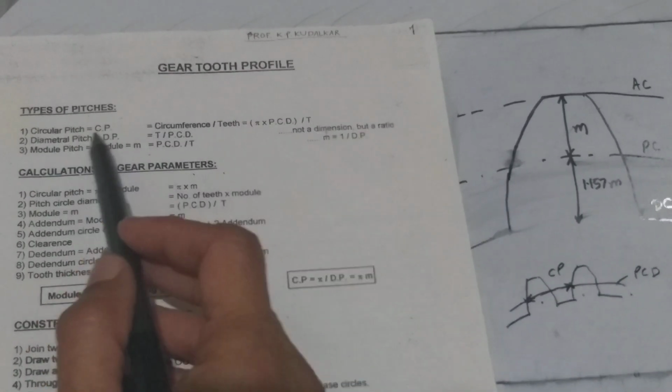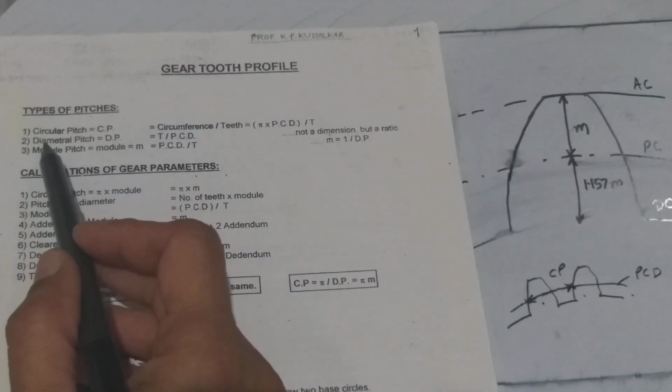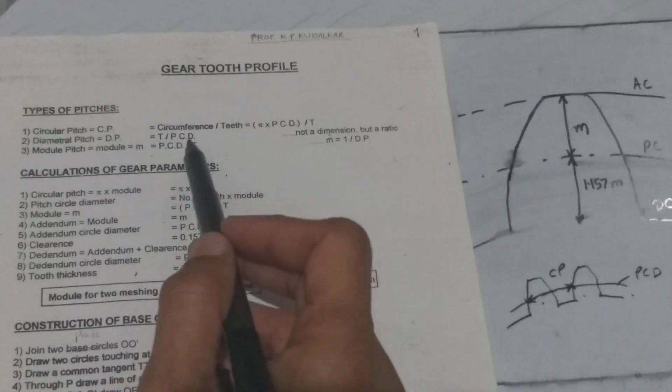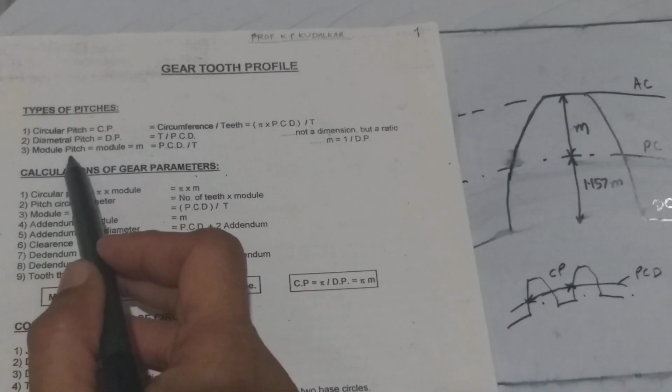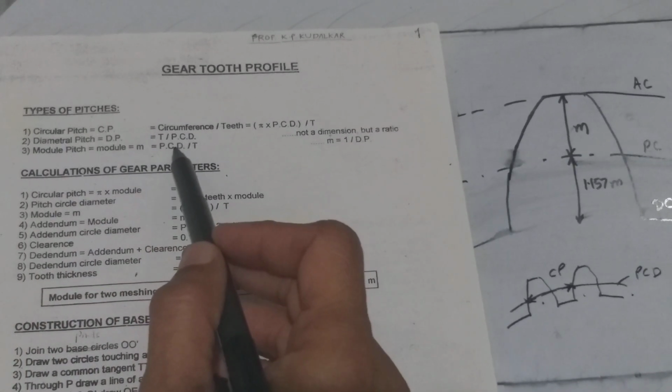Once you remember circular pitch, then many other things are easy to understand. There is another type of pitch that is called diametral pitch. Diametral pitch is T upon PCD. The third pitch is module pitch, which is also called module M. That is defined as PCD by T.